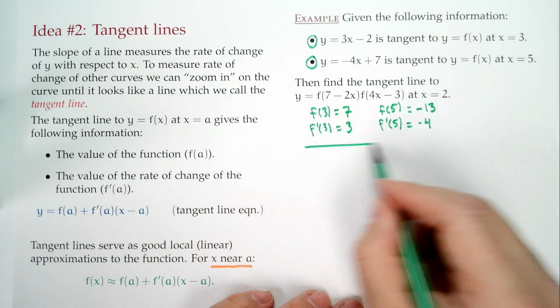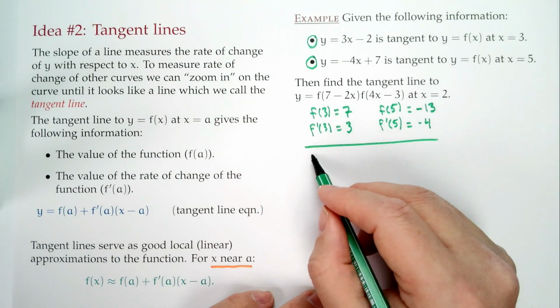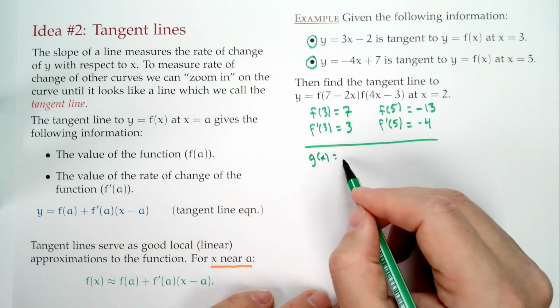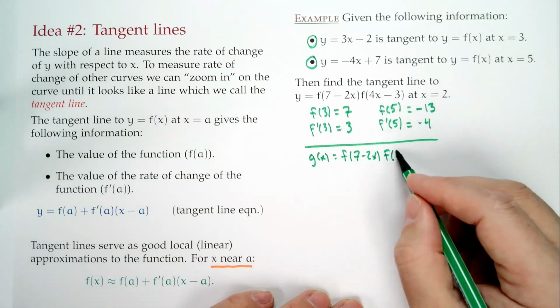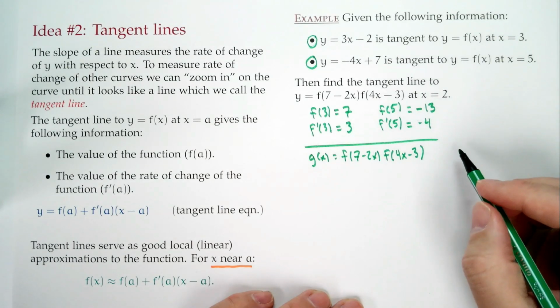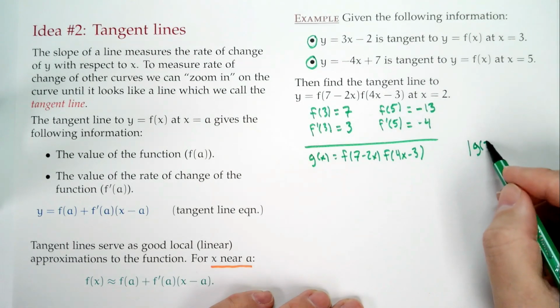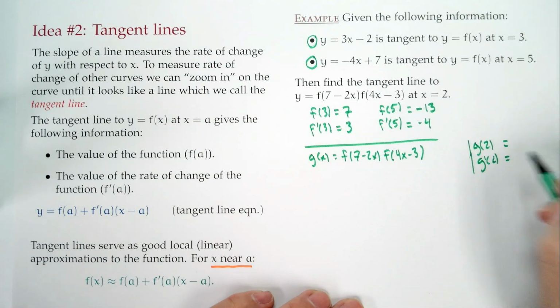Now, we say, all right, I need the tangent line to this function. So let's call g of x this expression, f of 7 minus 2x times f of 4x minus 3. I'm after the following: I need to know what is g of 2 and what is g prime of 2, because once I have that information, I can find my line.